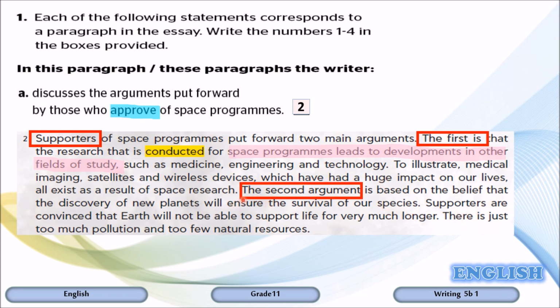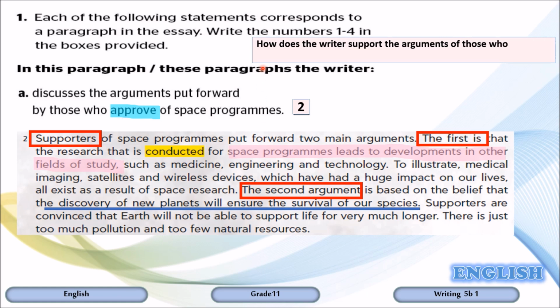Look at this phrase. The second argument is based on what? On the belief that the discovery of new planets will ensure the survival of human species. Good. Now, another question, or this leads us to a question, that is, how does the writer support the arguments? We have 2 arguments. How does the writer support these arguments of those who are in favor of space programs?